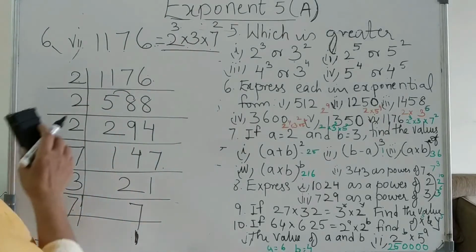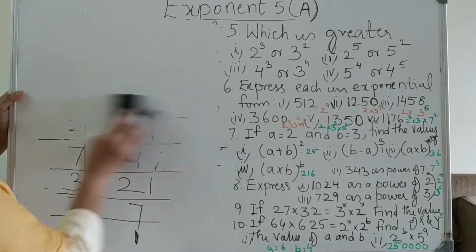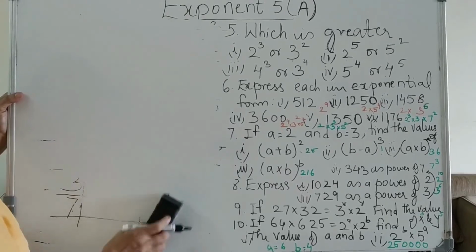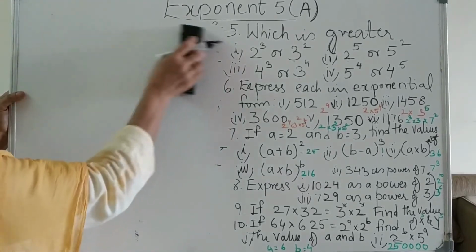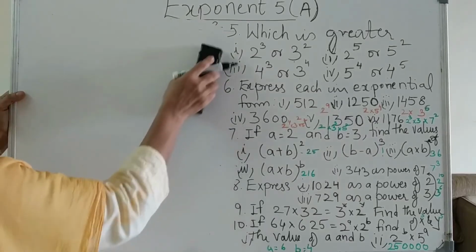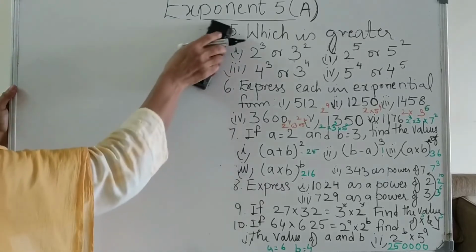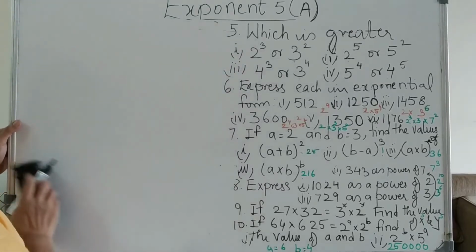Now next we go to the 7th sum. This is a bit different from this. Now you have learned how to write a number in exponential form. It's very easy, but you require a little bit of practice, and your table should be clear, and you should write patiently without making mistakes.